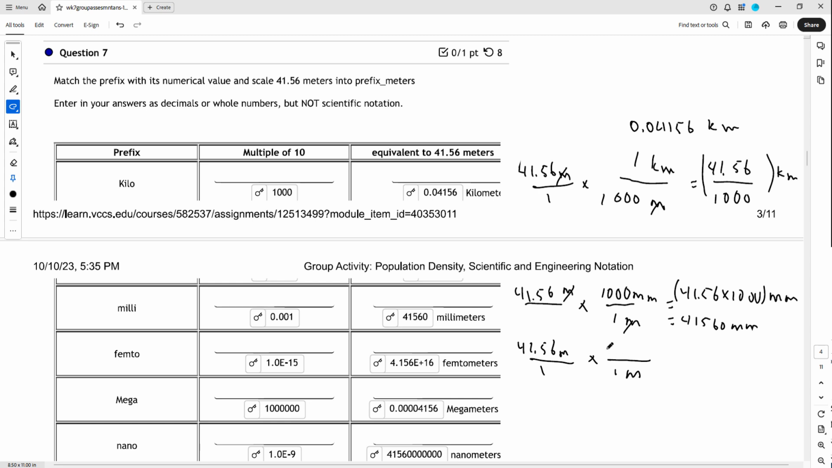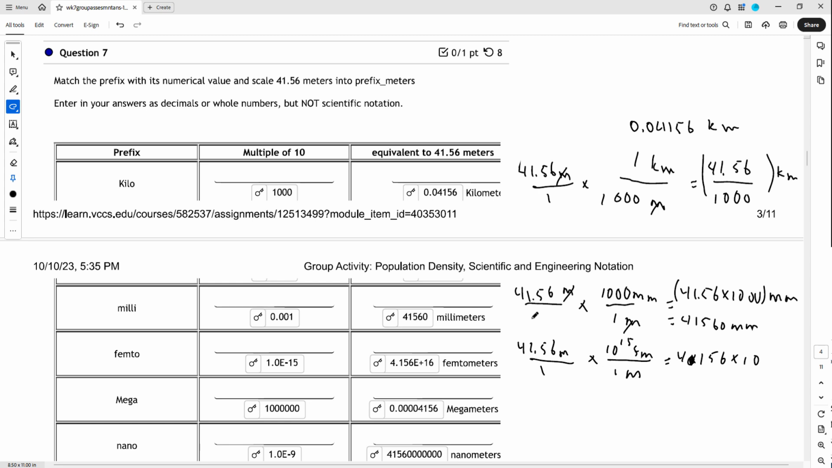Okay, so 1 meter is 10 to the 15 femtometers. All right. And in this case here, we have a large number, and we want to put that in scientific notation. And when we do that, we end up with 4.156 times 10 to the 16.